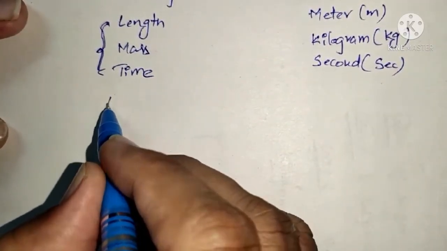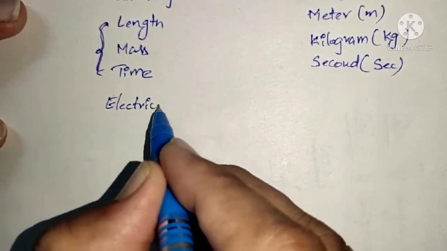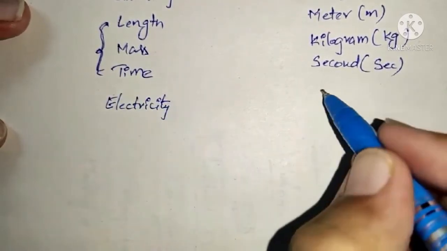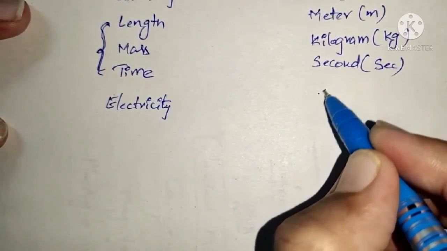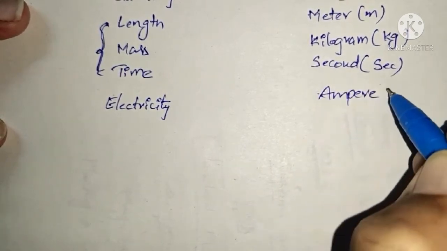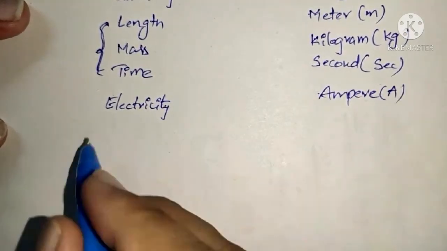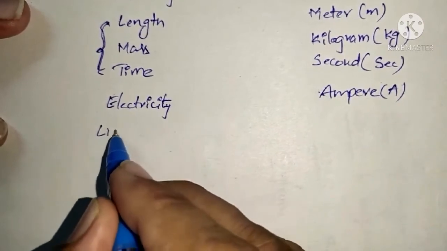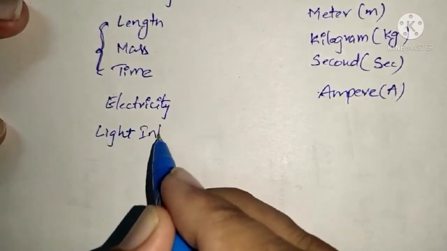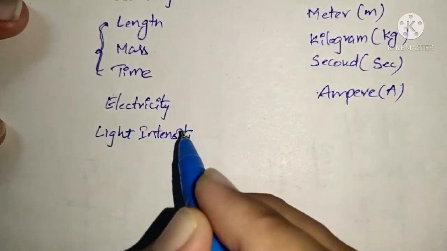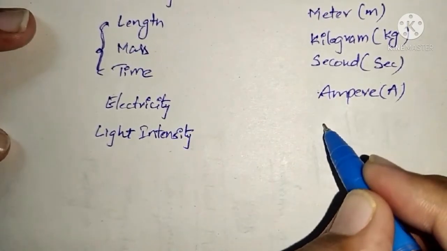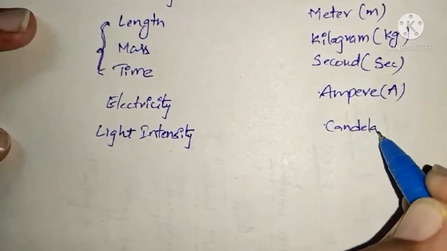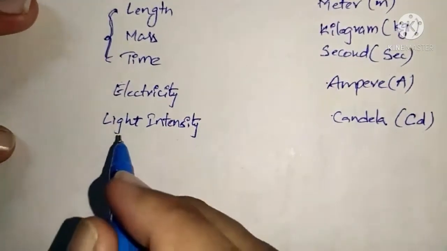What are those? The next one is electric current, and the SI unit is the ampere, denoted by A. Then light intensity, and the unit in SI is the candela, cd.